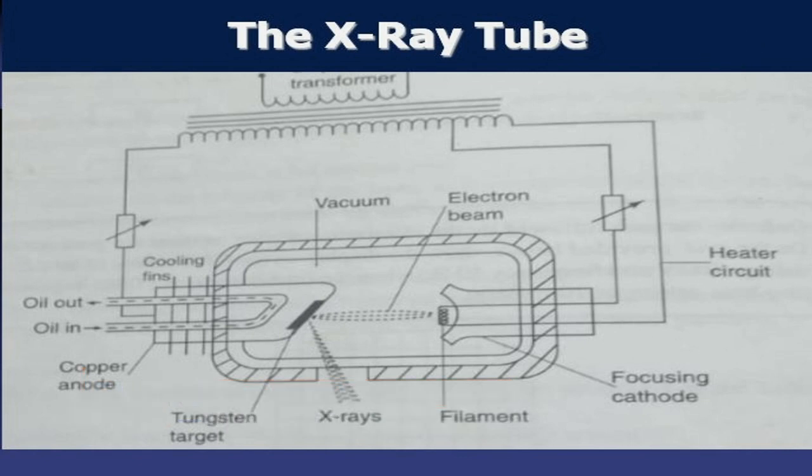So that cathode is concave shaped to focus the electron beam onto the target. It is not just flat, but we want to focus these electrons at a specific point on the target, so that we maximize on production of X-rays. Therefore, the cathode is concave shaped to focus the electron beam on the target.